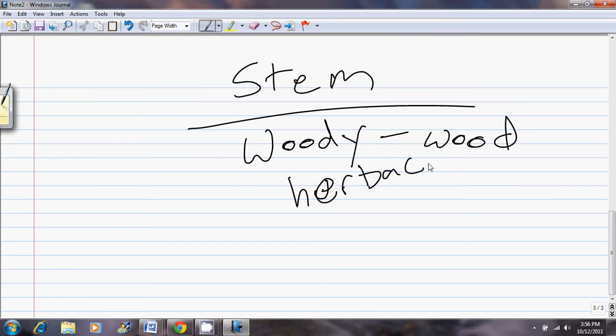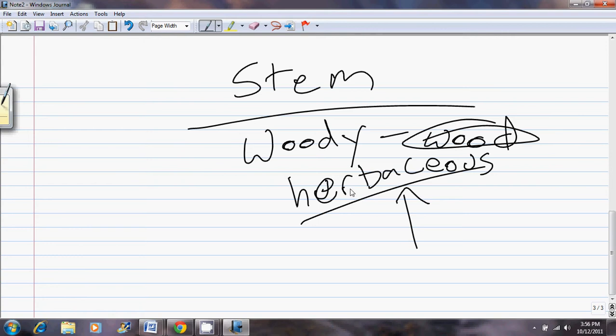Herbaceous. So you can get the herbaceous. And pretty much, as you guessed it, it's not wood, so it's anything that's not. So a dandelion would have a stem, but it would be herbaceous, not woody. Yeah, it's a pretty straightforward concept. You guys shouldn't have any trouble with it at all.